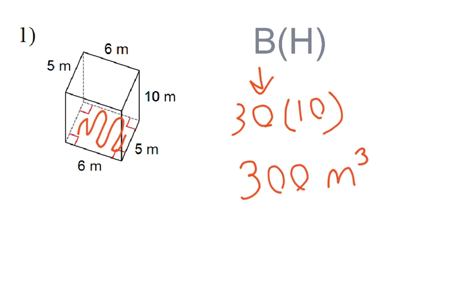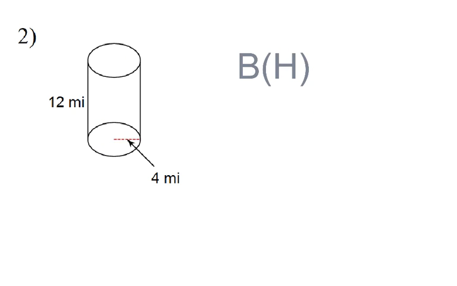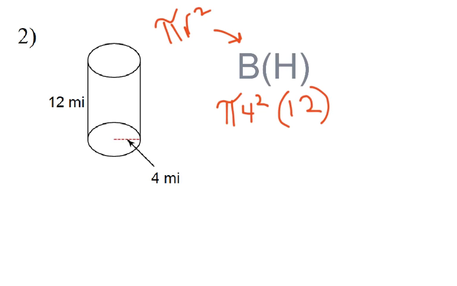Okay, moving on. Now I'm finding the volume of a cylinder. Same thing, I'm going to find the area of the base. The only difference is my base is a circle. So I have to use pi r squared in order to find the area of the base. So I'm going to go pi, and that's going to be 4 squared times my height, which is 12. Okay, 4 squared is going to be 16 pi times 12.